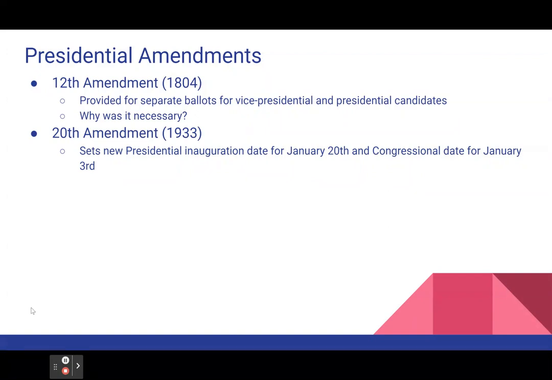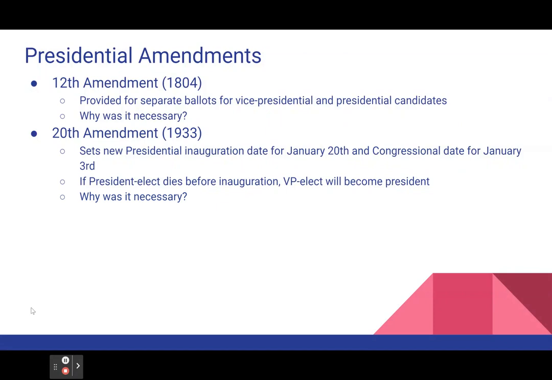So, there are contingencies set in place, right? They've got ideas and plans in place just in case, right? I've talked about why it was necessary. Okay, the 22nd Amendment. All right.